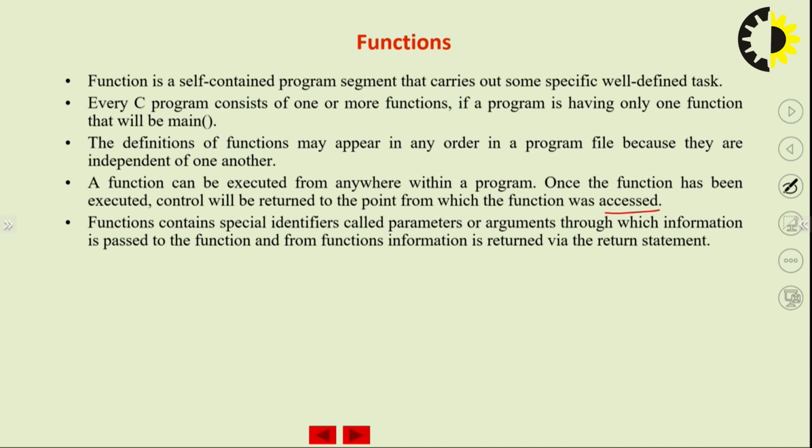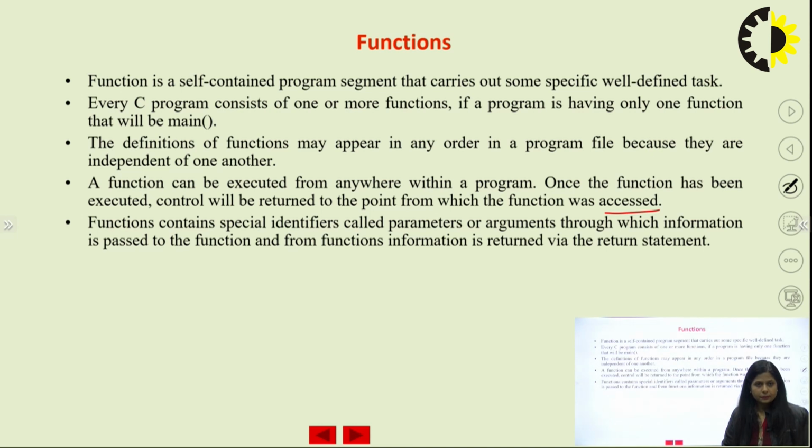Functions contain special identifiers which are called parameters, or also we say arguments, through which information is passed to the function, and from functions information is returned via the return statement. How are we passing the values? With the help of the parameters, we are passing the value. The operations will be performed and it will return some value using the return statement.